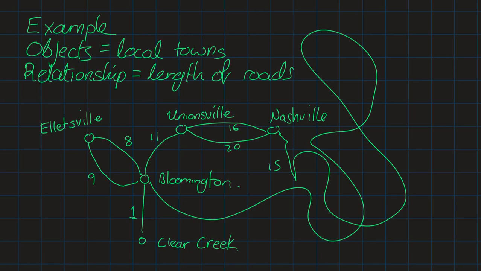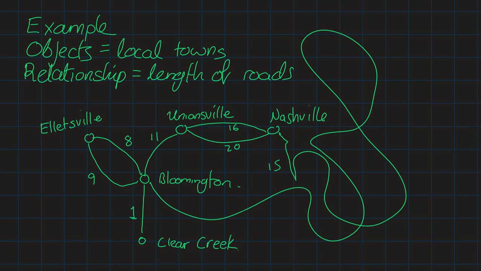And in terms of graph theory, it's still the same. There's still an edge joining Bloomington to Nashville. It's just messier, but the mathematical content is exactly the same. It doesn't matter that I put Clear Creek down the bottom. I could have put Clear Creek anywhere, okay?